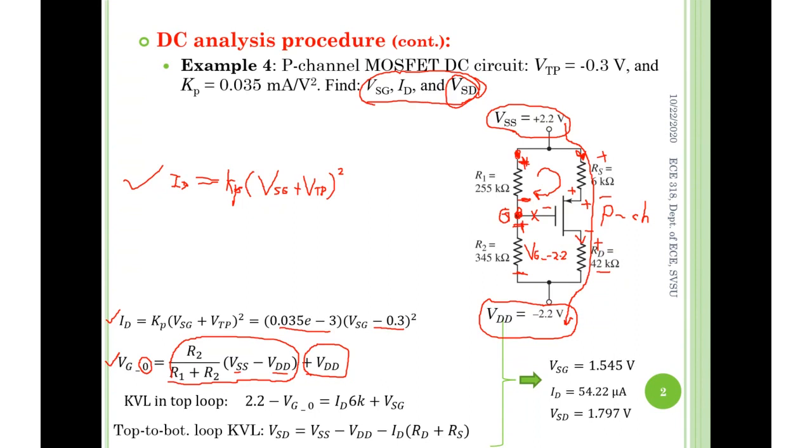And to be very, very careful, that 2.2 volts positive is the source with respect to what? Anyone knows? This 2.2 is with respect to where? Anyone knows?